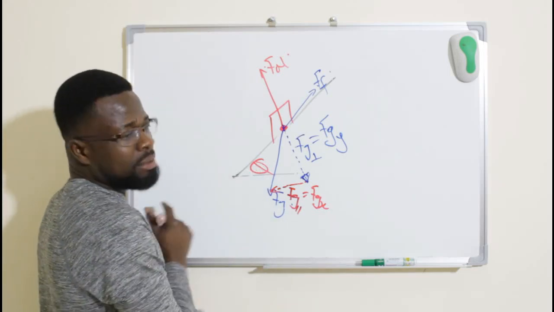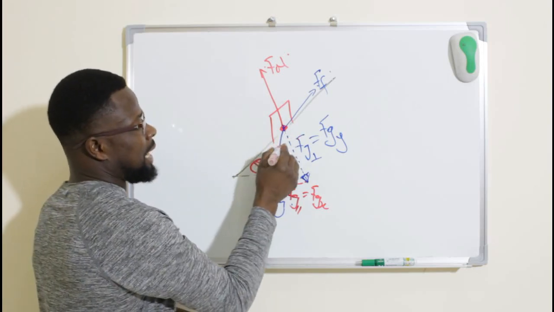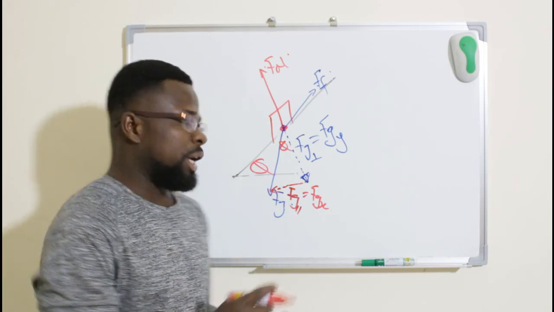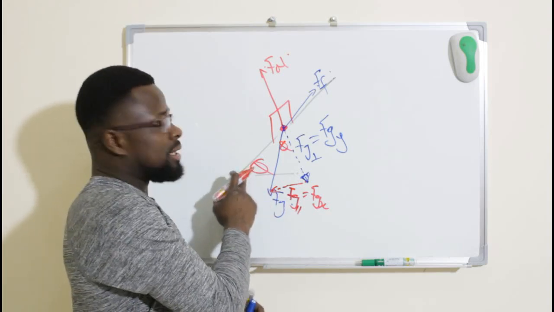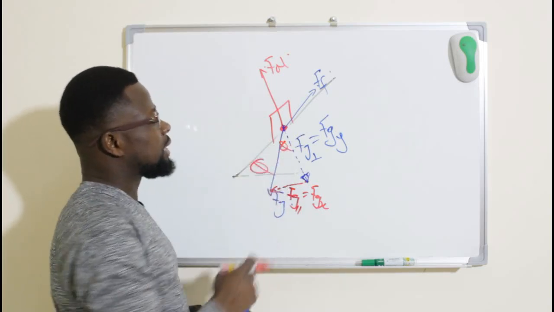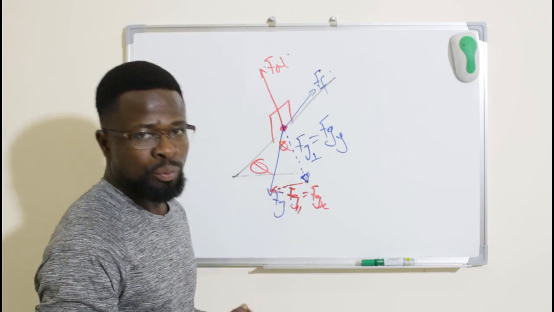Here is my angle theta. Immediately I have this angle as theta, then automatically this angle here becomes theta as well. So if this is say 10 degrees, then this is also 10 degrees. If this is 30 degrees, this is also 30 degrees. And then we can apply our mathematical knowledge to deal with that.